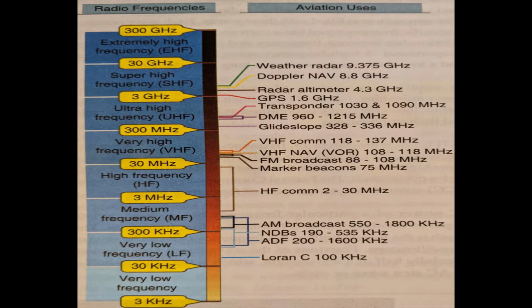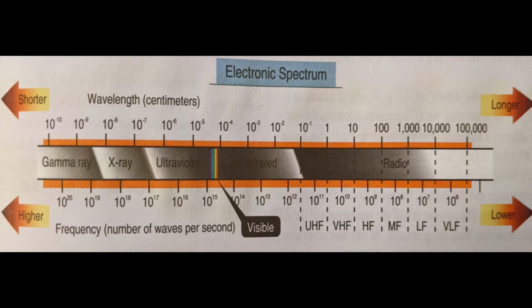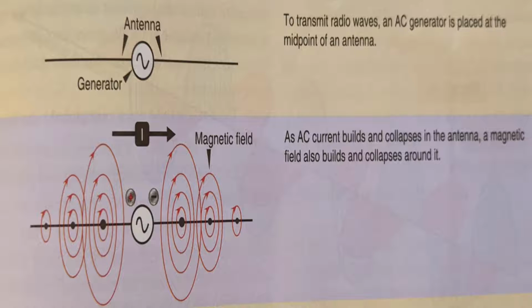A wide range of frequencies are used, from low frequency at 10 kHz to super high frequencies at nearly 10 GHz. To transmit radio waves, an AC generator is placed at the midpoint of an antenna. As AC current builds up and collapses in the antenna, a magnetic field also builds up and collapses around it. Because of the speed of the AC, the electromagnetic fields and electric fields created around the antenna do not have time to completely collapse as the AC cycles. Each new current flow creates new fields around the antenna that force the not totally collapsed fields from the previous AC cycle out into space.